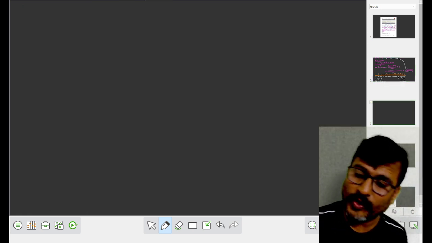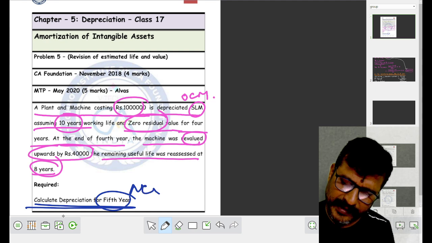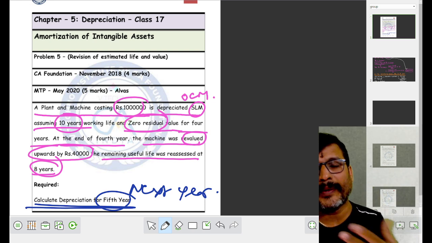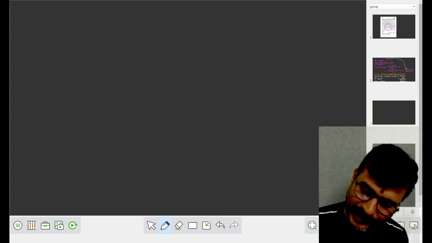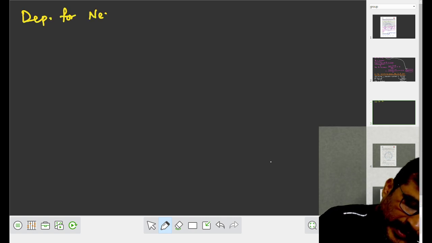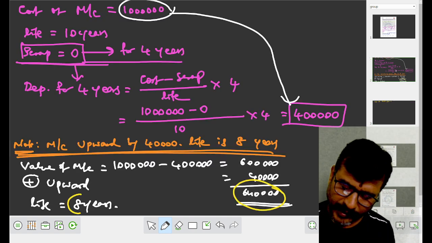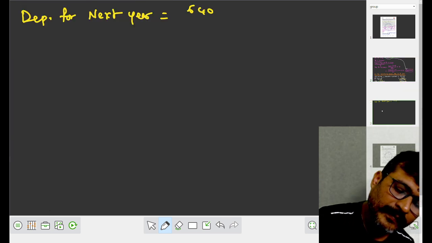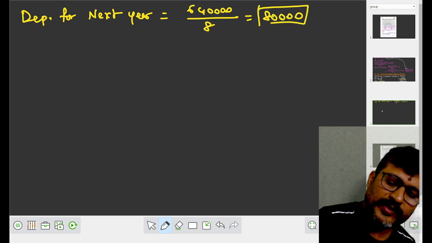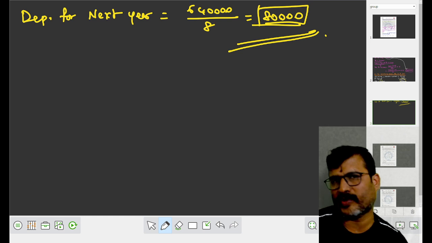Now we have to ascertain the depreciation for the 5th year. 5th year means I won't write 5th year, I write next year. Why? Because if I write 5th year, you people will write into 5. It's not correct, right? To avoid that confusion, what will I write? Depreciation for next year. How much did you get? 6,40,000 by 8, it comes to rupees 80,000. This completes your extra problems on depreciation, my dear students.